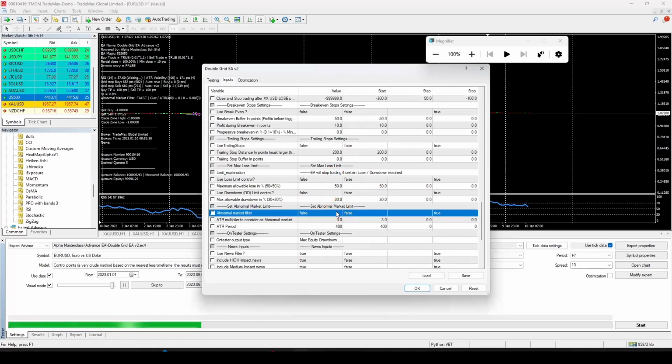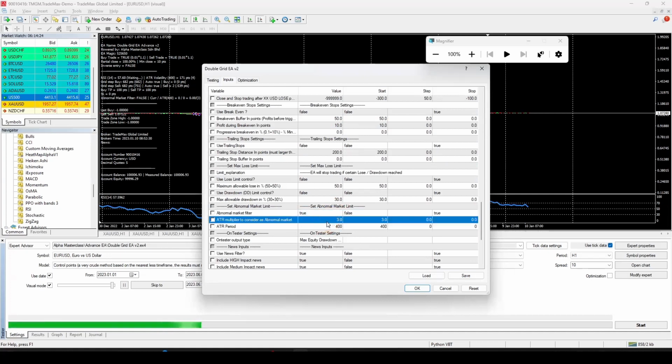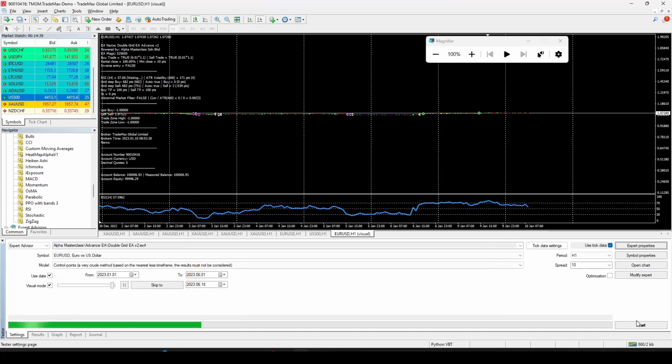Now, the abnormal market filter is that as long as the candlestick size is larger than this, it stops doing the trading. So it's set to 1, right? 1 over the last 100 candlesticks. As long as the candlestick is already moving aggressively, then don't enter the trades. So how does it look? It will look like this.